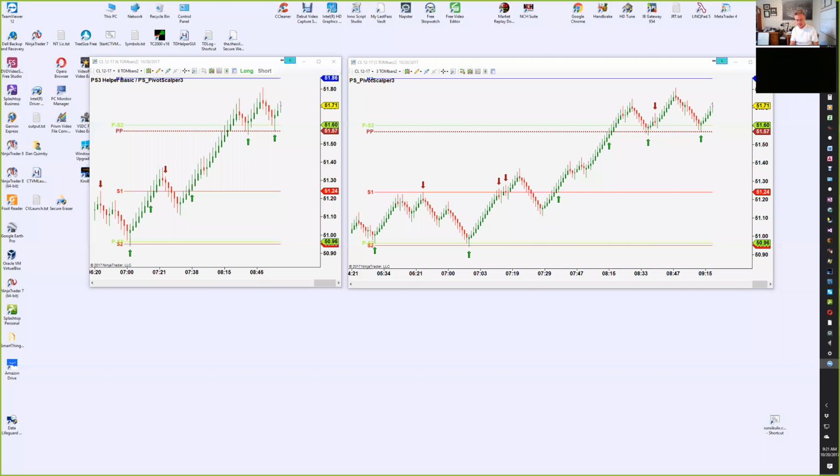Desktop 2. Let's go desktop 1. All right, I think that's everything there. So everybody should see the 2 charts here.